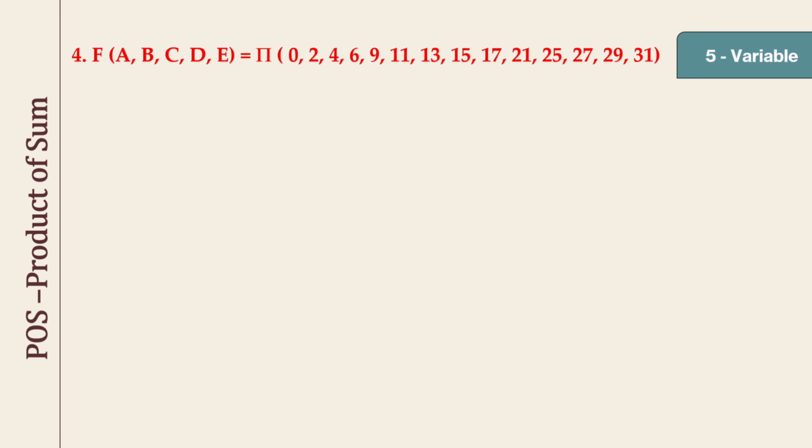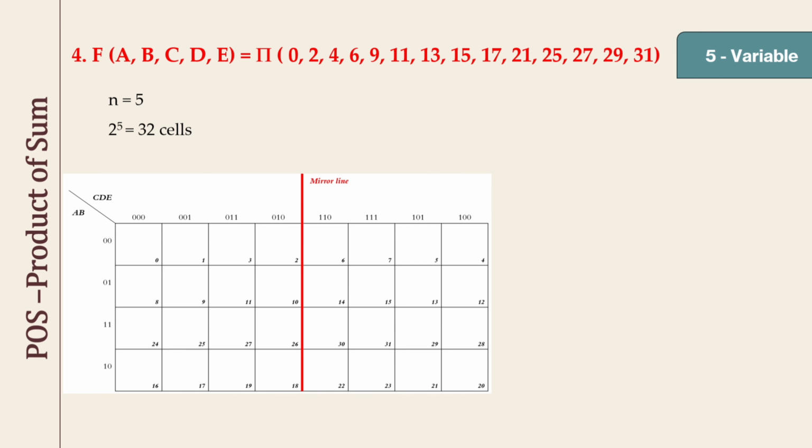Here we have 5 variables, so that n is equal to 5. So that 2 power 5 is equal to 32. Then we need 32 cells in our K-Map. This is how the K-Map of 32 cells will look like.